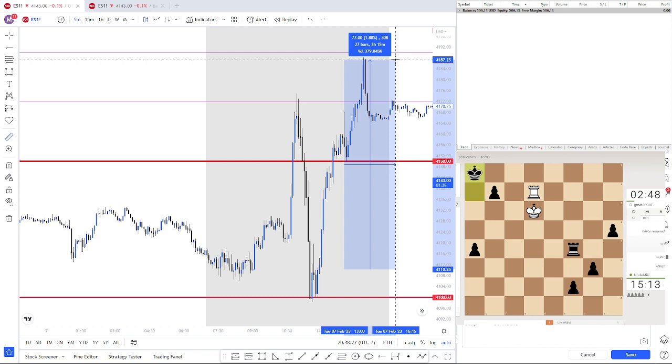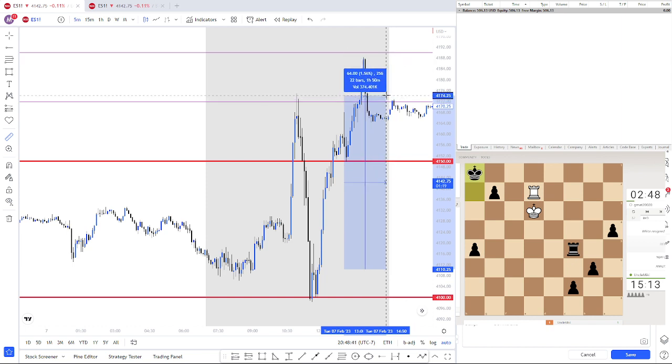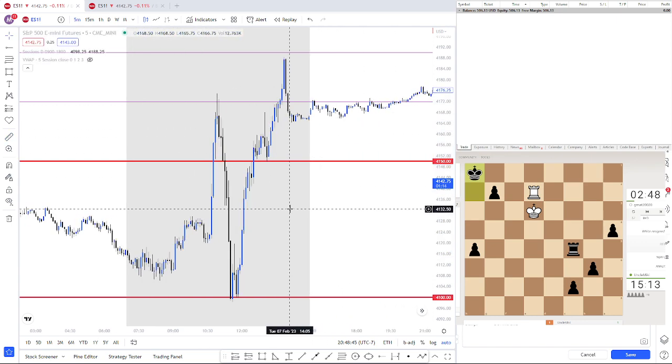Now yourself, you're risking a good 200 and you get 770. That is just a little bit under 4R. Could have gotten 40%, but you sell here, you get 30%. How nice.